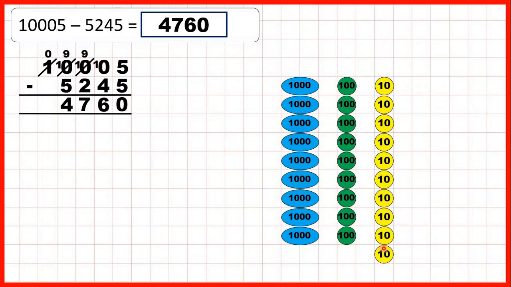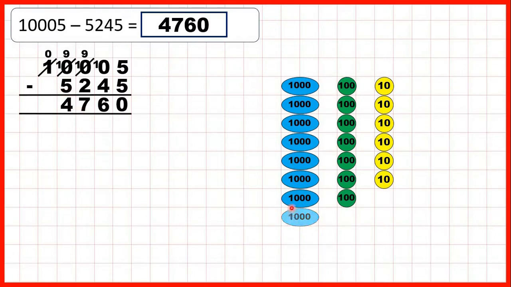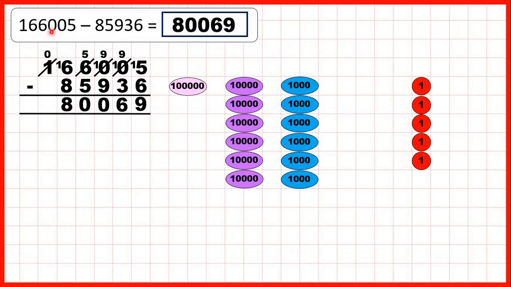So now we can take 4 tens away to get 6 tens in our answer. We can subtract 2 hundreds to give us 7 hundreds, and we can subtract 1, 2, 3, 4, 5 thousands to give us 4 thousands in our answer. Then we had 166,005, which we've shown here using place value counters.